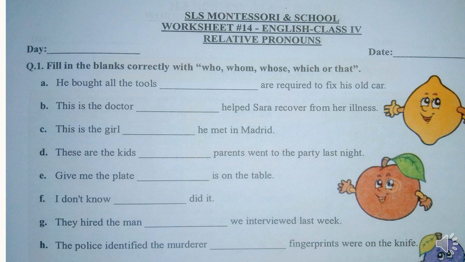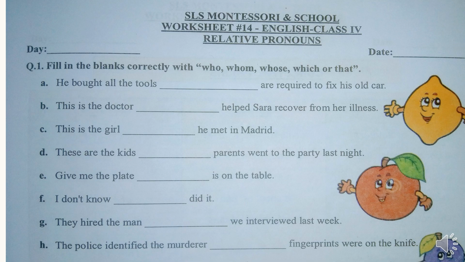D. These are the kids dash parents went to the party last night. Here you have to show belonging of parents with the kids. So use the relative pronoun that we use to show possession, belonging or ownership.